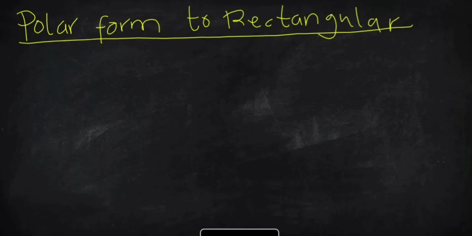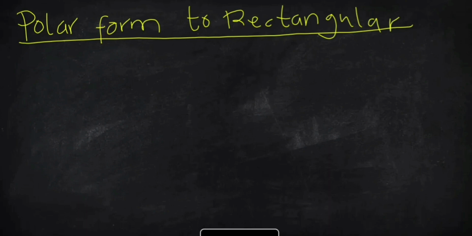In the previous lesson, we learned how to convert from rectangular coordinate to a polar form. In this lesson, we are going to see how we can convert from polar form to a rectangular coordinate.